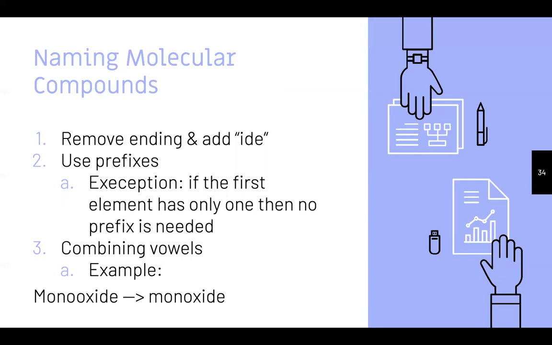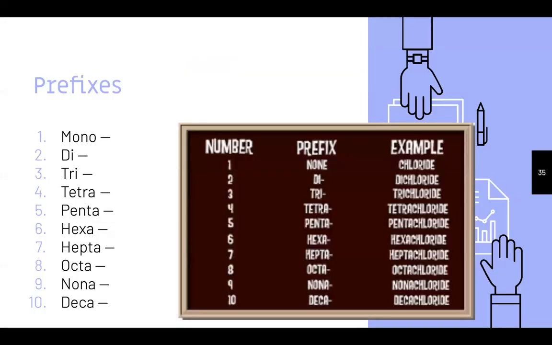It's just simplifying it. These are the 10 prefixes: mono, di, tri, tetra, penta, hexa, hepta, octa, nona, deca. And I gave examples there.